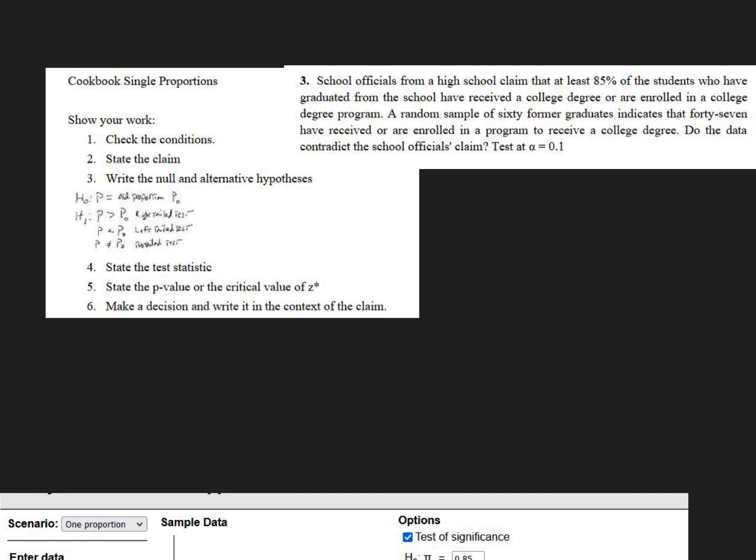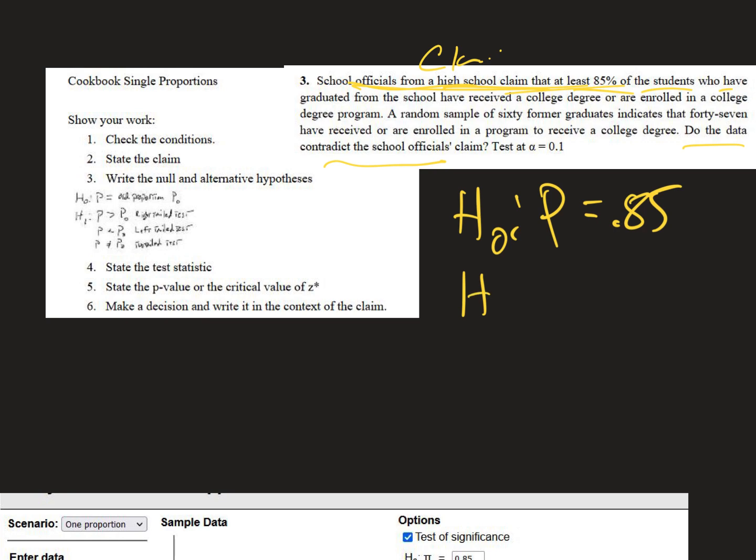So let's see. Then what's the claim? Oh, well, right here they kind of tell us that. So that's the claim. And does the data contradict this school official's claim? I'm going to make H1 be the claim here. So H0, now I'm on proportion, so I'm using a p, not a mu, equals the school official's claim. And then the other question I want to ask myself is whether it's a right-tailed test or left-tailed test.